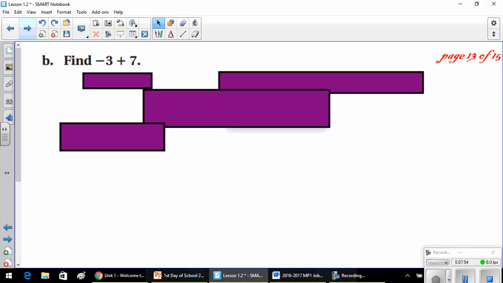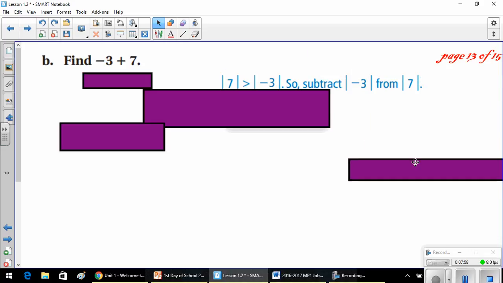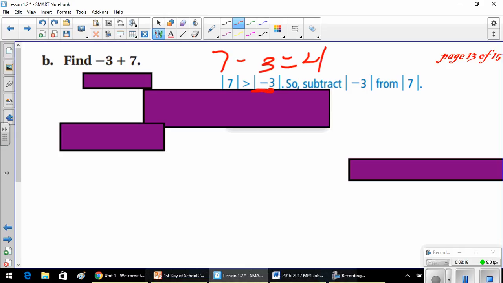Okay, same idea here. Since the signs are different, we're going to take the absolute value of both the negative 3 and the 7. Notice that the greater absolute value we put first, because we're going to take 7 and subtract the absolute value of negative 3, which is 3. So 7 minus 3 is 4.